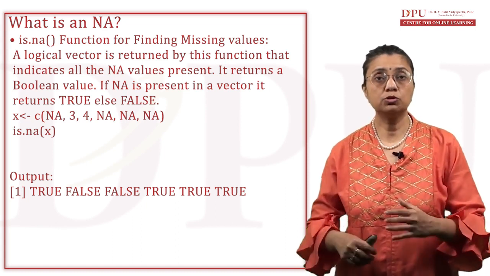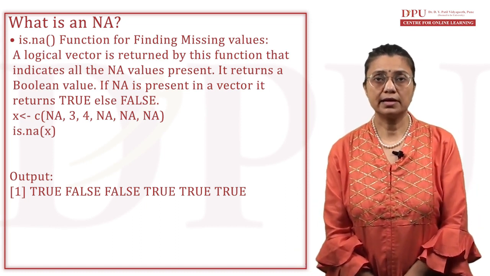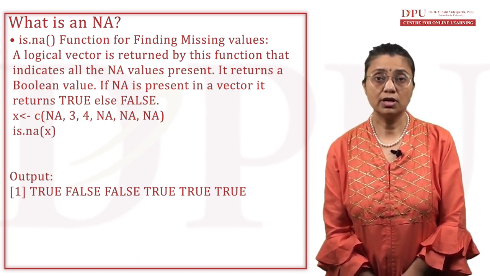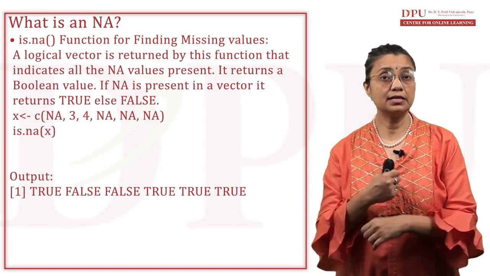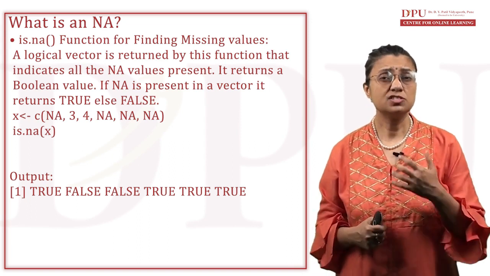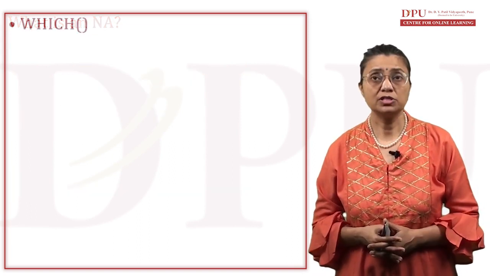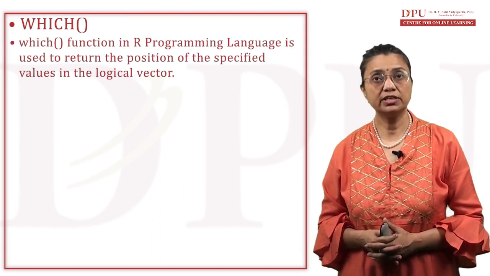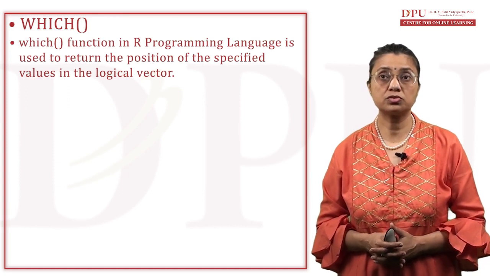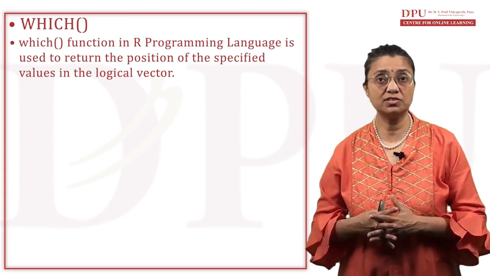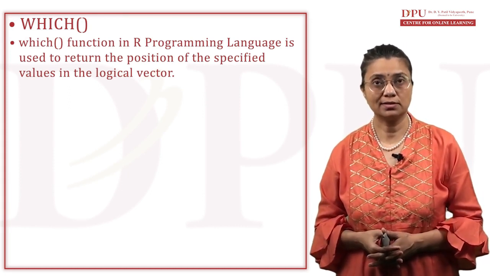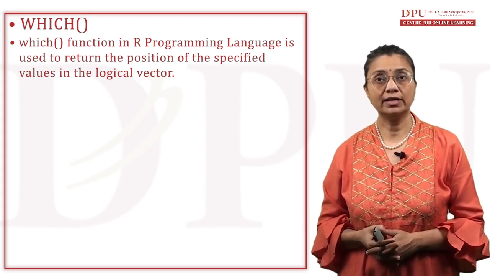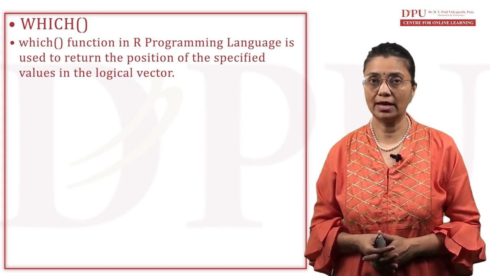First of all, we are able to understand whether there are not available values present in the vector or not. If the values are present, then we have to understand how to go about that data. Which function is basically for non-missing data? Which function in our programming language is used to return the position of the specified value in a logical vector? If we have a logical vector, very easily we can find out the position of a particular value.